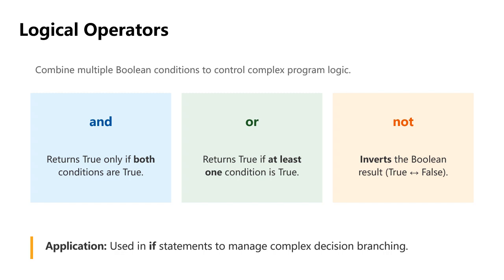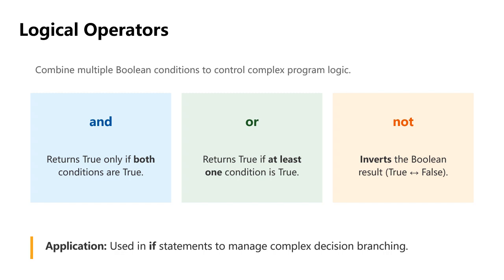Next is OR, which is more flexible. It returns true if at least one of the conditions is met. It only results in false if every single condition is false. Then we have NOT. Think of this as an inverter or a toggle switch. It simply flips the Boolean result. True becomes false and false becomes true.